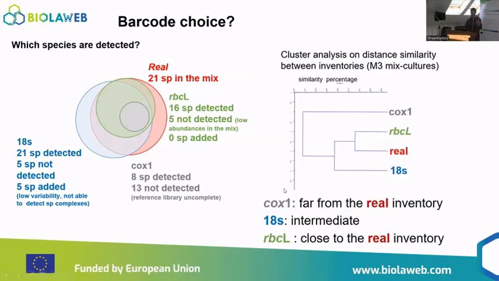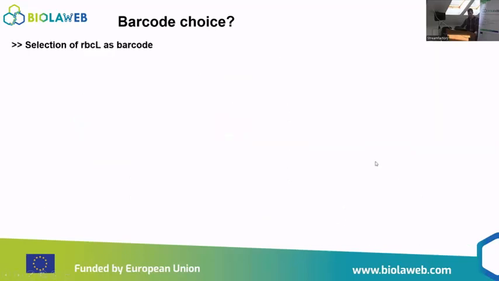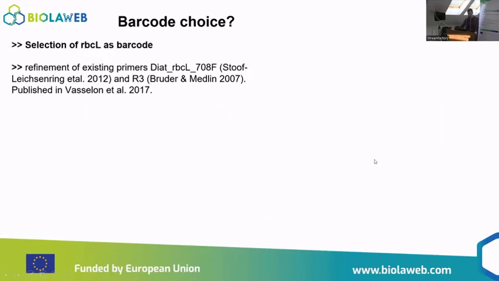And then we can compare our floristic list. So you have here the reality. RBCL is the nearest, then we have 18S and then COX-1. So we are happy mostly with 18S and RBCL. Afterward you will see that we selected RBCL as barcode.